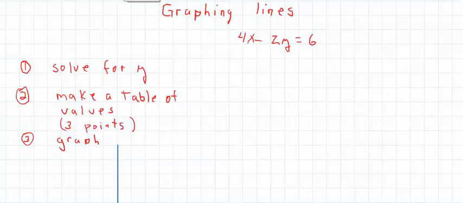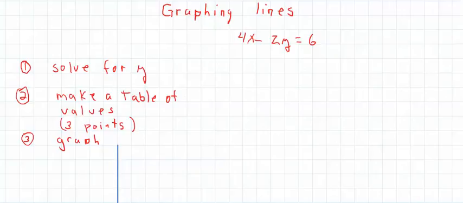Hello, this is a short video presentation on graphing lines. This is not the way we will normally graph lines, but it's a way that works for any function. We could graph lines, parabolas, radicals, you name it, we could graph them with this system.